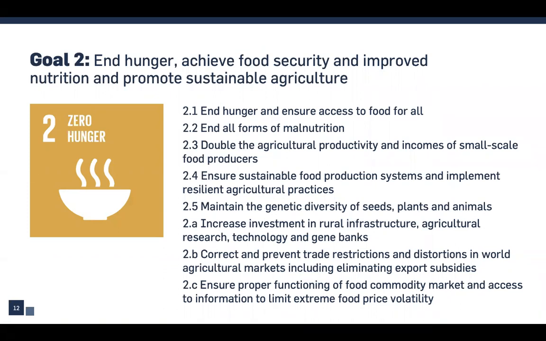Now you'll note on the targets that they change from numbers to letters. And that is just a subtle difference in that now we're talking about a target to change more the process rather than an absolute thing. So 2.A, to increase investment in rural infrastructure. 2.B, correcting distortions in world agricultural markets. And C, to ensure proper functioning of food commodity markets.